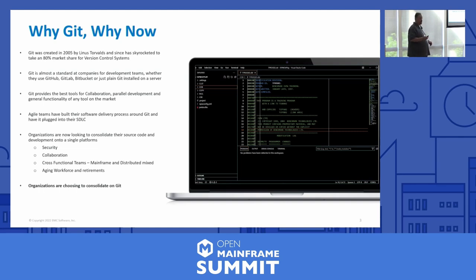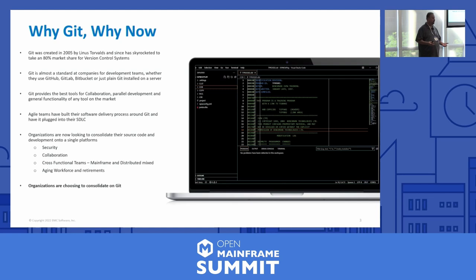A lot of teams today, because of the retirements, are forming what we call cross-functional teams. So on a single team that handles payments, you'll have guys that are doing front-end, mobile, cloud, web, and guys that are doing COBOL, back-end, system of record work. Sometimes they're the same guy. Sometimes it's two different people. But either way, they want their code base in a single place.